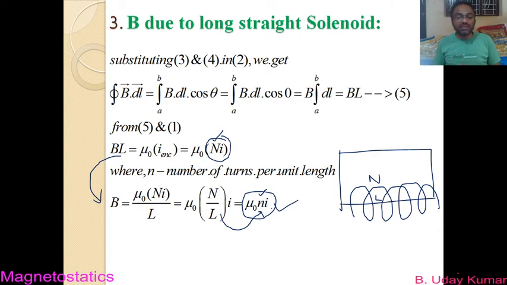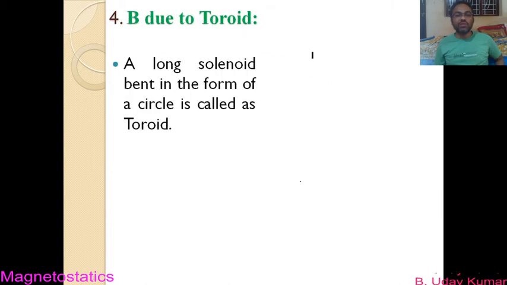But you need to understand there are two n's here. One is capital N and another one is small n. Small n is the number of turns per unit length, and capital N is the number of turns that are present along the length of capital L. Okay, so that you try to get it. So that's it. So this is B due to a straight long solenoid. So you know what a solenoid is, right? So try to remember what a solenoid is and also its derivation. So now let us move on to our next topic, that is B due to toroid.